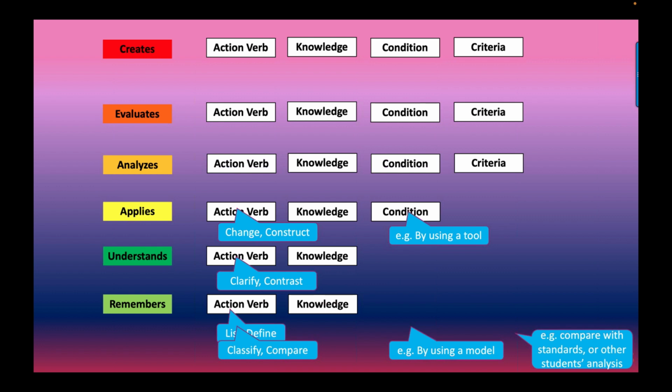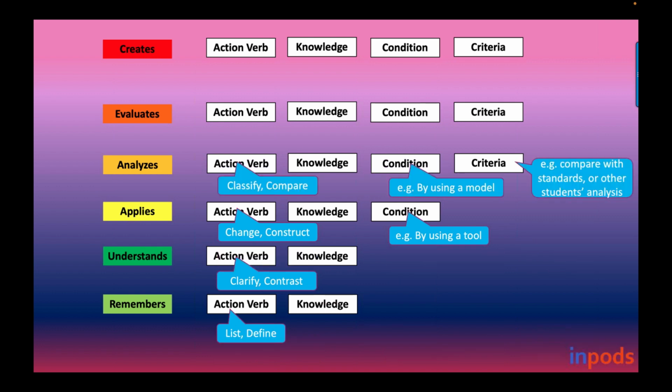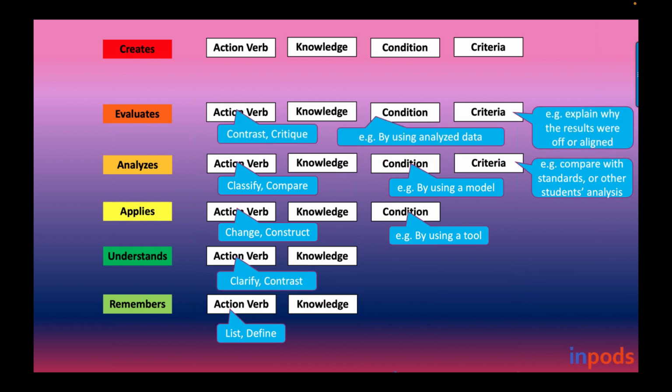When you move upwards, then you start using change, construct kind of action verbs. But at that time, you also think that you have to add a condition, right? By using certain tool, you have to use this tool only. You can't decide on your own. But you have to use this tool and show me whether you are able to change something or construct something, right? So that's the condition. As you move upwards, you will have to add also the criteria. For example, classify, compare by using a model, right? And compare with standards or other students' analysis. That's the criteria, because it's analysis, right?